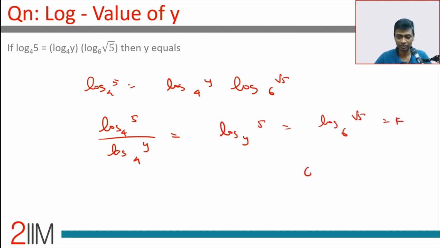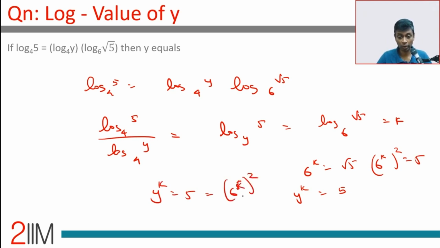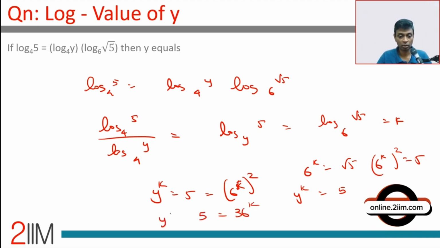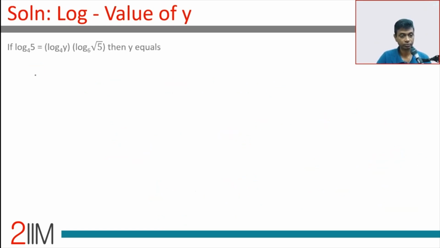Let's call this as k. 6 power k is root 5. y power k is 5. Square this. 6 power k is root 5. 6 power k whole square is 5. y power k is 5, which is nothing but 6 power k the whole square. Or this is 36 power k is 5, which is nothing but y power k, or y equals 36. Log root 5 to the base 6 is same as log 5 to the base 36.